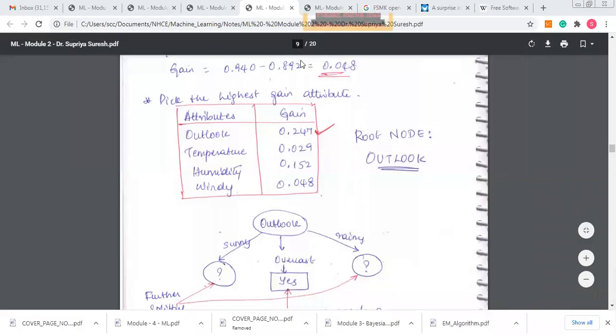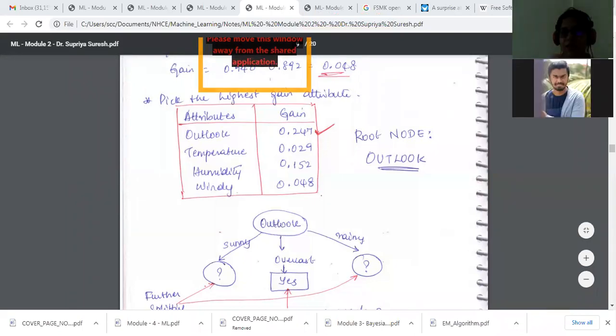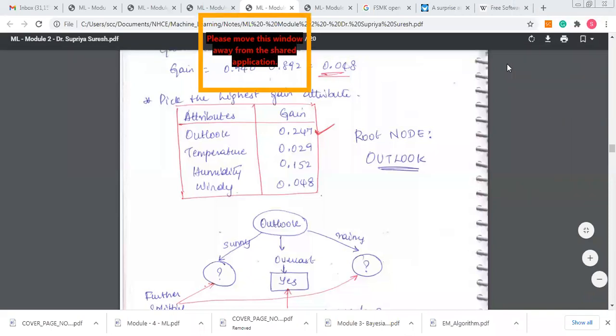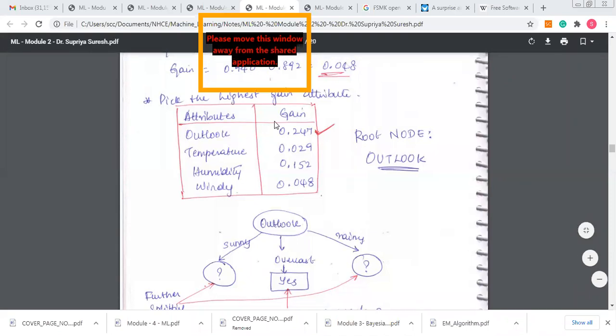So in the previous class, we discussed the creation of decision trees and we identified the root node, right? So we got to know the root node. Now we'll go ahead with the continuation part of it.